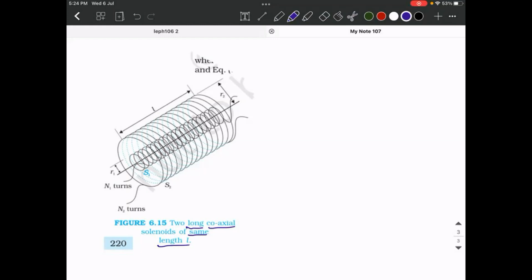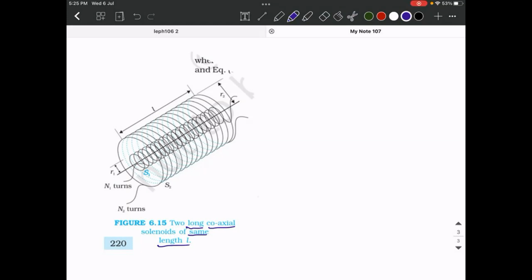But they mentioned it to be a long solenoid. Why did they mention long solenoid? Because we know the formula for a long solenoid. What is it? B is equal to mu naught small n into I. And they both are of the same length. Let's say the number of turns that solenoid 1 has is N1, and the number of turns that solenoid 2 has is N2.